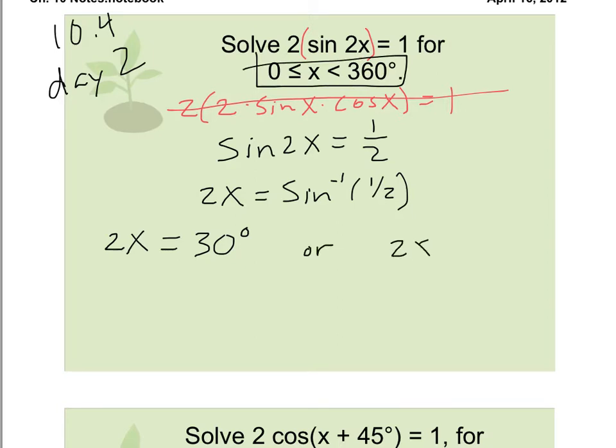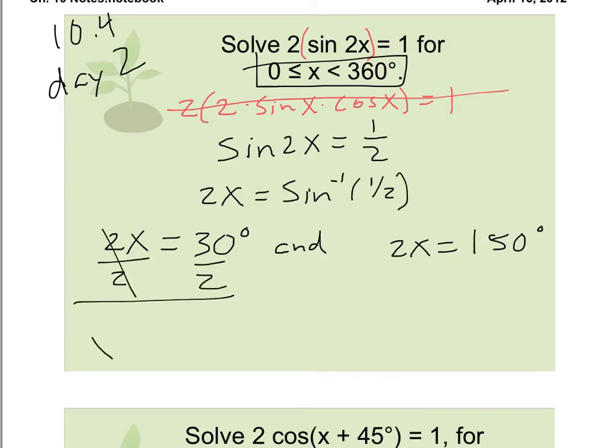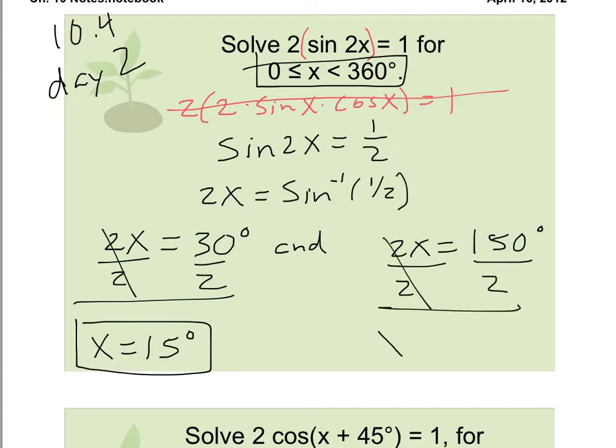Really shouldn't say or there. A more appropriate way would be to say and 2x equals 150 degrees. Now I can just simply proceed and divide by 2. x equals 15 degrees. That'll be a solution. Same thing here. Divide by 2, and x equals 75 degrees. And it looks pretty darn good. Handled that just fine.